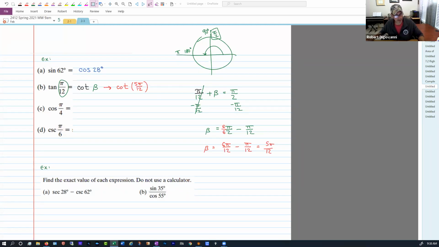Okay, same thing here. Cosine of pi over 4 will be equal to sine of, same exact story, we'll call it beta again. And we want to make sure that when you add these two together, you get pi over 2. So I'll just write that down. Pi over 4 plus beta needs to be equal to pi over 2. And so you're just going to subtract pi over 4 again, right, Caroline, on both sides?